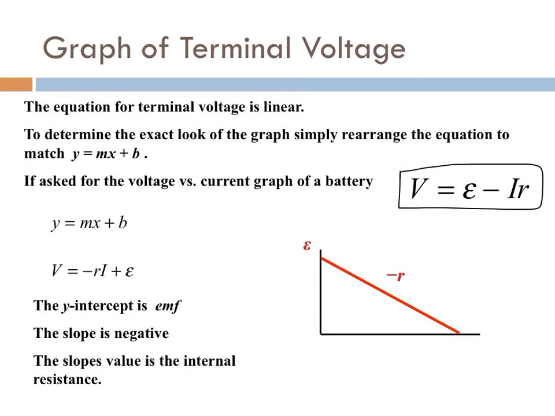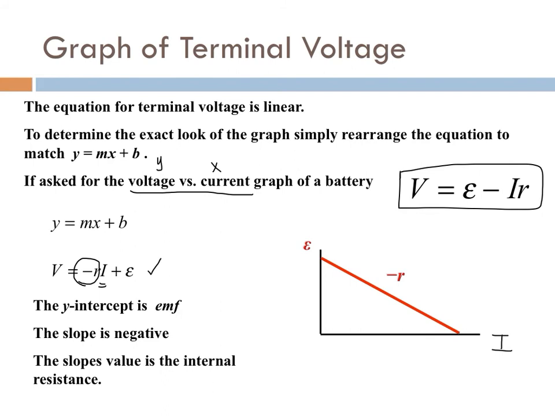To determine the exact look of the graph, simply rearrange the equation to match the y equals mx plus b equation that you're more used to. So if you're asked to solve for the voltage versus current graph of a battery, again, anything versus anything means y versus x. So that means current is going to be on the x-axis. Again, we rearrange this equation so that it matches the mx plus b. And so we can see that our slope is going to be our negative r.